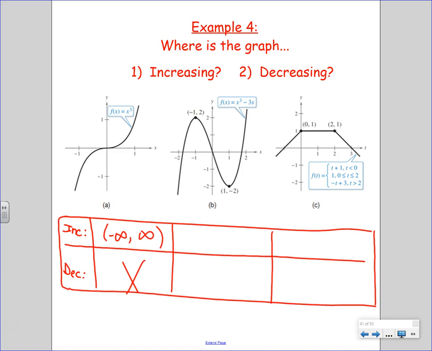What would you guys see for the next graph? Can you see it? The numbers are kind of small. Let me turn off one of the lights so you can see it a little better. Where is, let's ask the second question. Where is letter B decreasing?